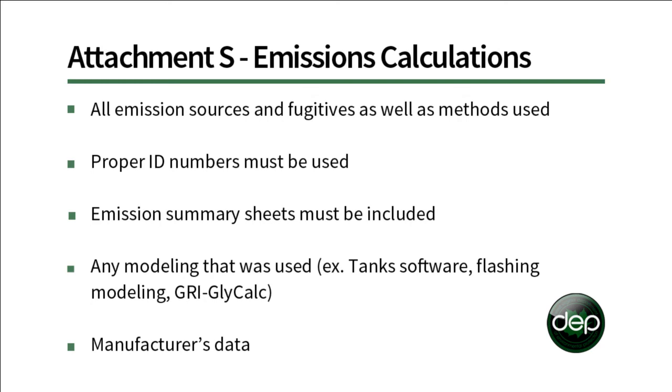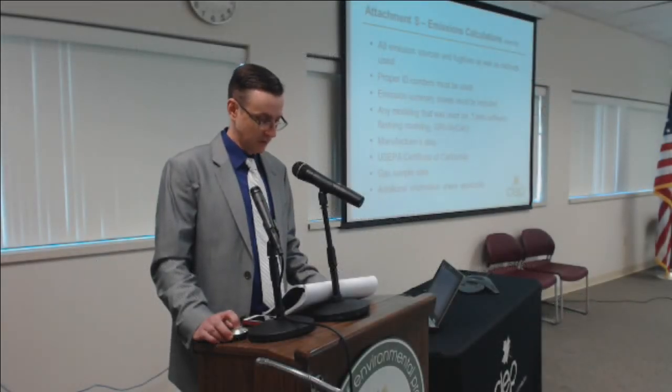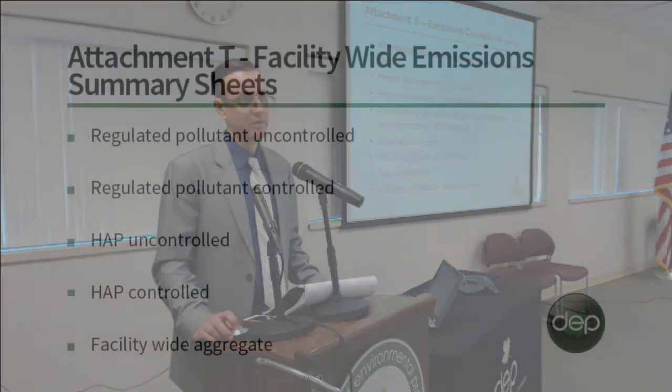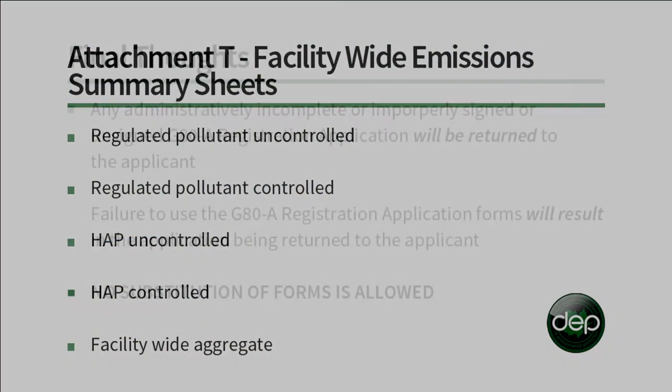We'll get to the emission summary sheets in a second, but the emission summary sheets must be included. You need to include any modeling that was used with your calculations, whether it be like tank software, flashing emission software, GlyCalc, any of those things that were utilized in calculating your emissions. Those need to be sent in. You need to include your manufacturer's data on your engines, on your catalysts, things of that nature. If you have a certified engine, you need to include your US EPA certificate of conformity.